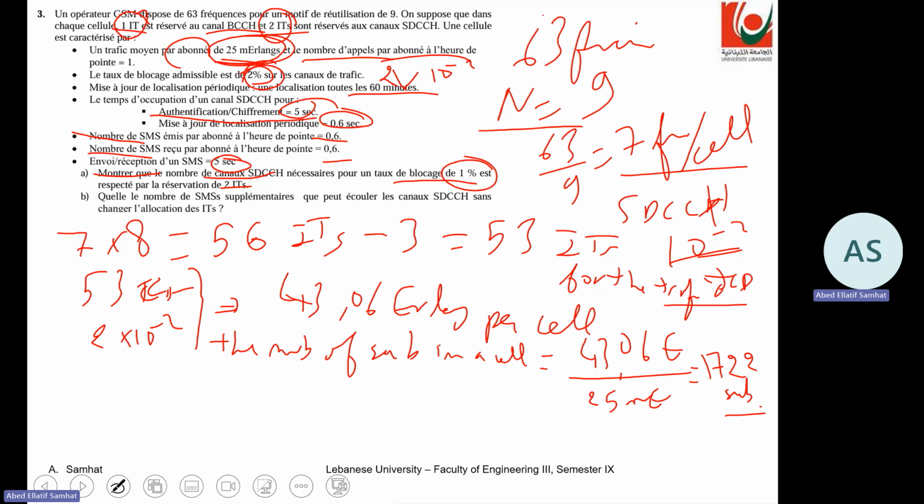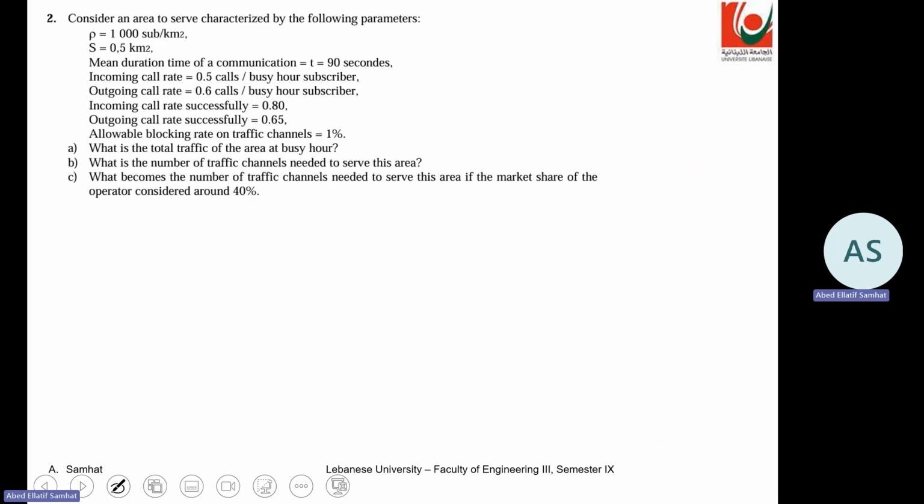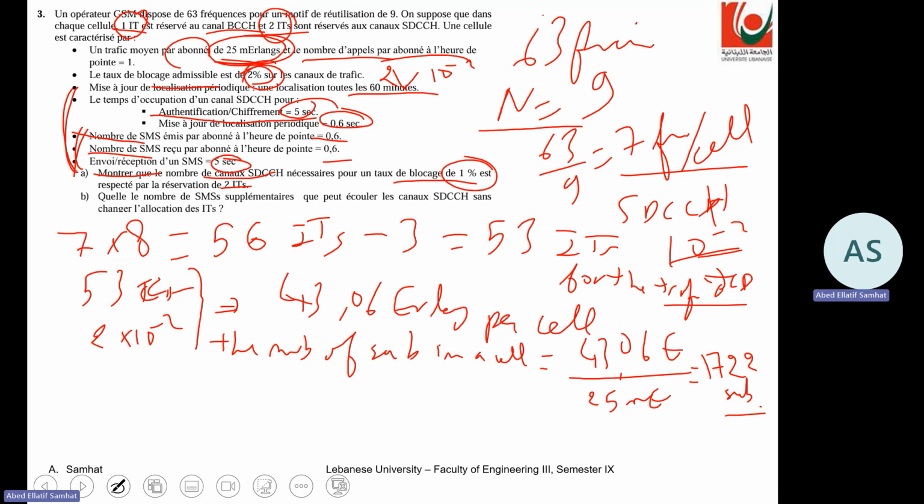Based on the signaling, we have the location update, the establishment of the call, and also the SMS. Here we can calculate the occupation of the SDCCH channel for the call, for the location update, and for the SMS. After that, we multiply them by the number of users in order to see the occupation of the SDCCH channel, which is the signaling traffic that we should send over the SDCCH channel.